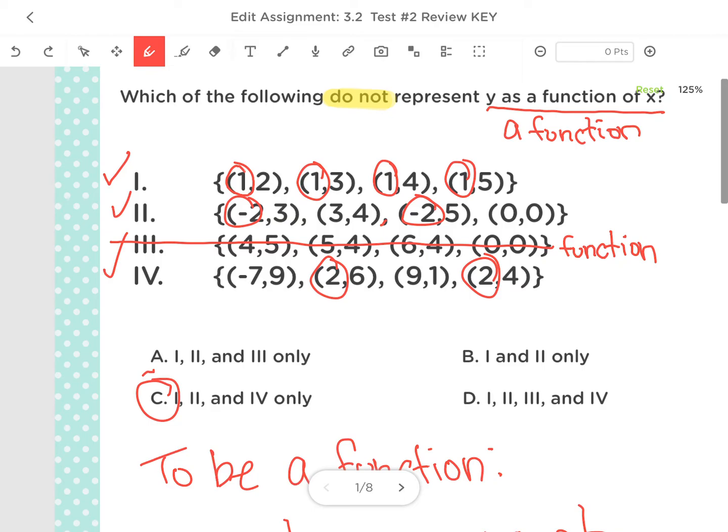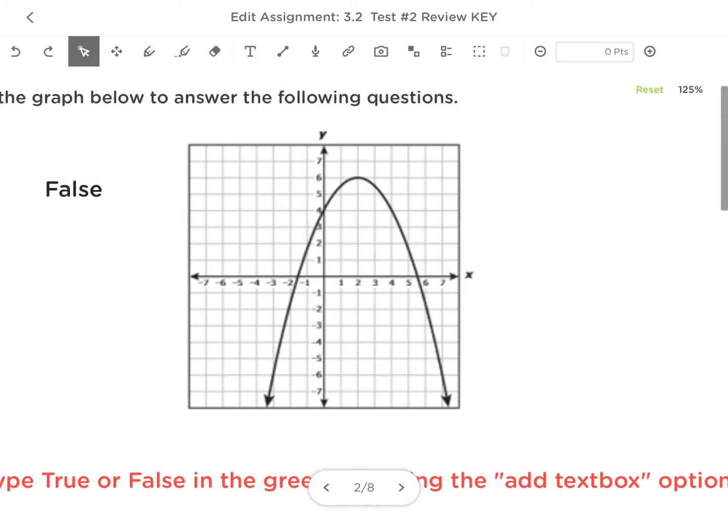Okay, on yours you have a multiple choice answer box. You select the cursor tool, the select or move tool, and you will select that answer. Okay, moving on to the next question.